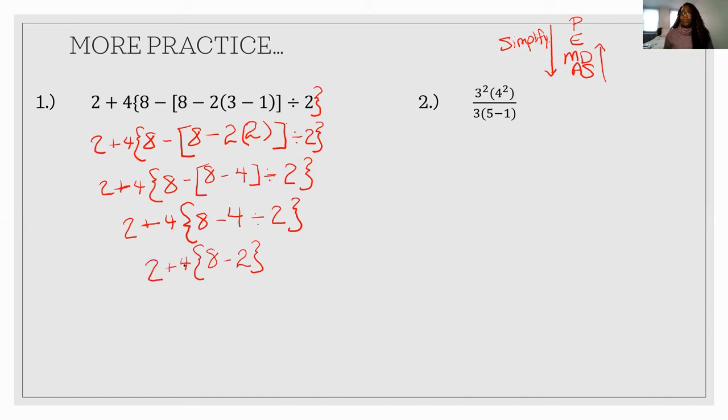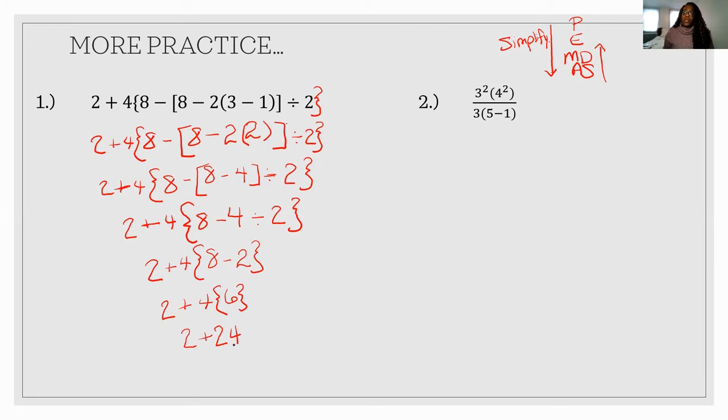You're probably like, is this problem ever going to end? It is. I told you, it was a challenge problem. So now we got 8 minus 2, which gives me 6. And then with the 6, we're going to multiply it by the 4 that's outside. Because remember, multiplication comes before addition and subtraction. You're going to feel tempted, but do not heed to the temptation.